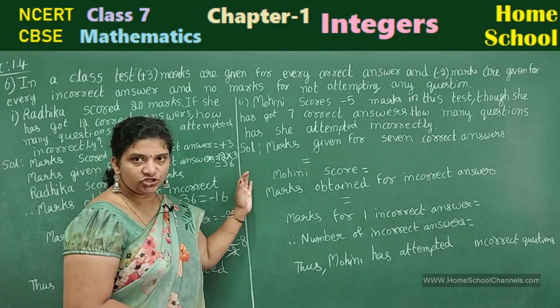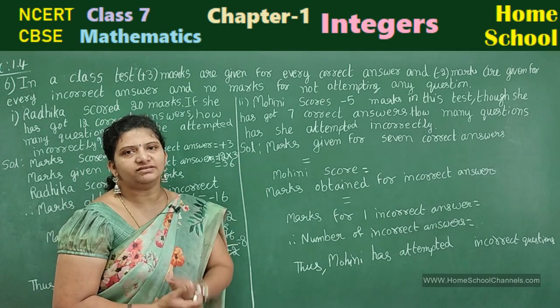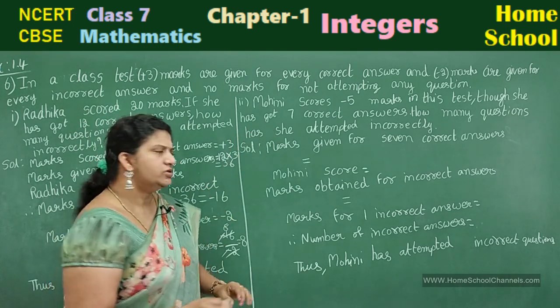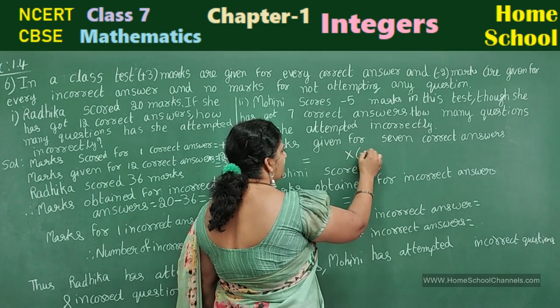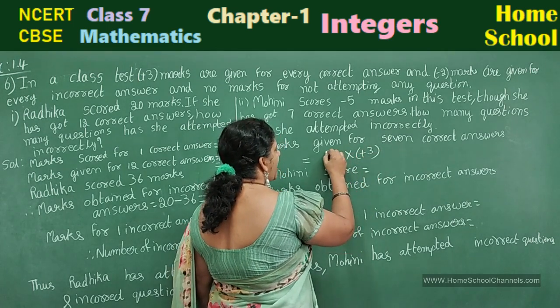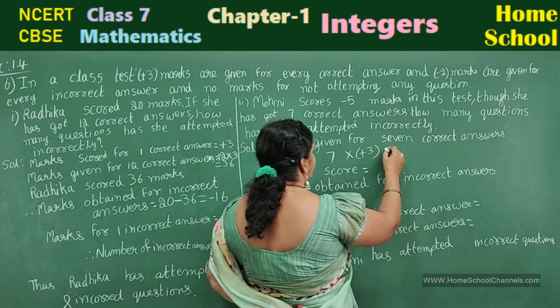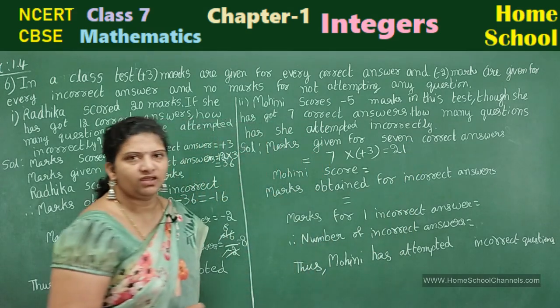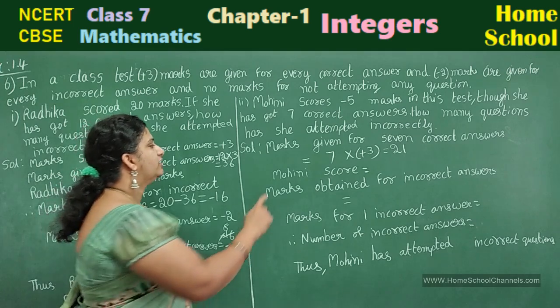Let us start the solution. Marks given for 7 correct answers. She has attempted only 7, no? So each correct answer, how many marks is she going to score? Plus 3 marks. She has attempted 7 correctly. That is 7 into plus 3. It will be how much? 21 marks. For 7 correct answers, she scored 21 marks.